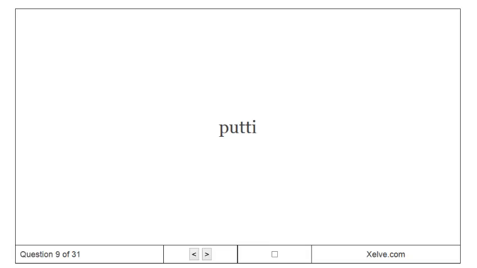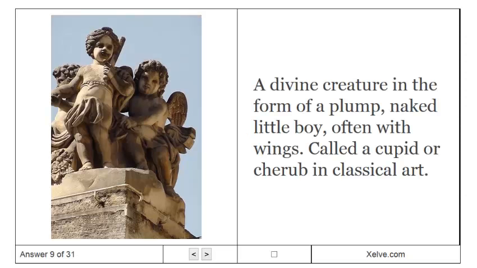Putti. A divine creature in the form of a plump, naked little boy, often with wings, called a cupid or cherub in classical art.